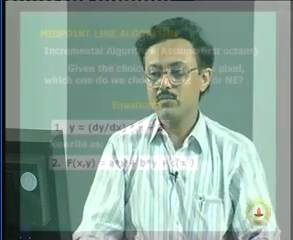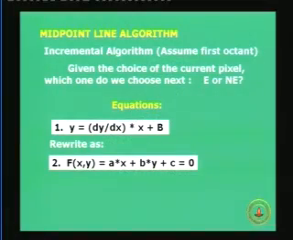If you look back, the midpoint line algorithm is an incremental algorithm, and we are working assuming the first octant, and we will also see today how the other 7 octants in the 2D space are handled. The assumption on the first octant for drawing a line puts a constraint that the slope of the line of the equation y equal to mx plus b, as given here, m is equal to dy by dx, and dx is more than dy in the first octant.